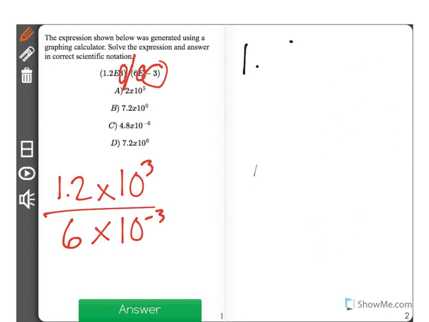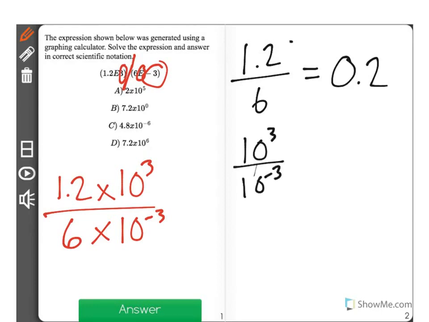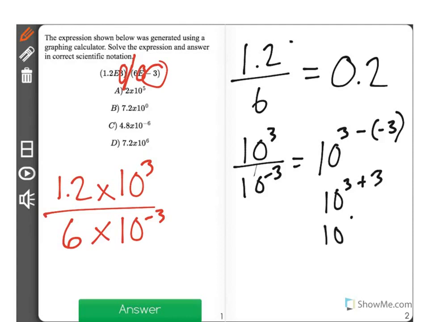Now step 1, I'm going to do 1.2 divided by 6. When I solve that, I get an answer of 0.2. So that's step 1. Next step, I have 10 to the third over 10 to the negative third. If you remember, when we have this, we subtract the exponent in the denominator from the exponent in the numerator. So we have 10 to the 3 minus negative 3, which is the same as 10 to the 3 plus 3, or 10 to the 6. So we have an answer of 0.2 times 10 to the 6.